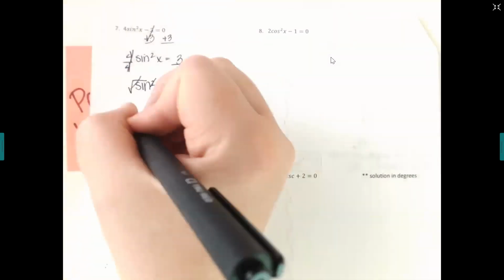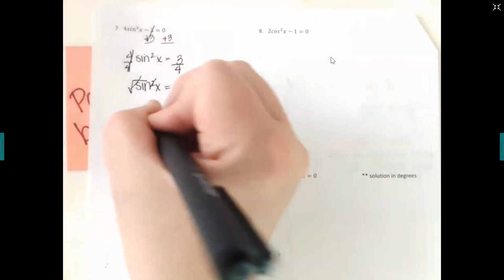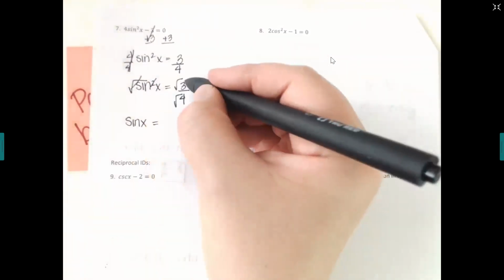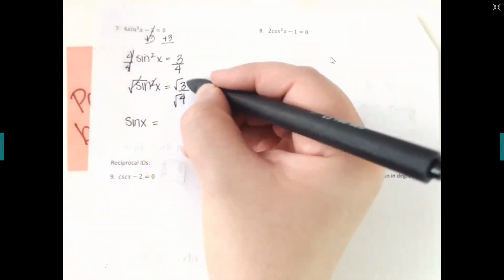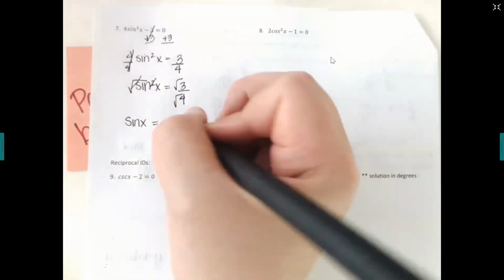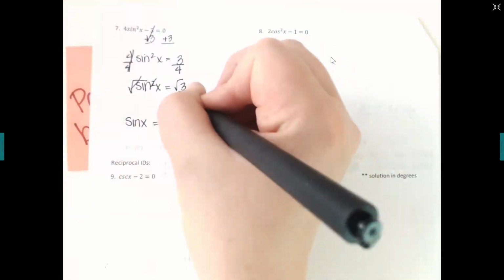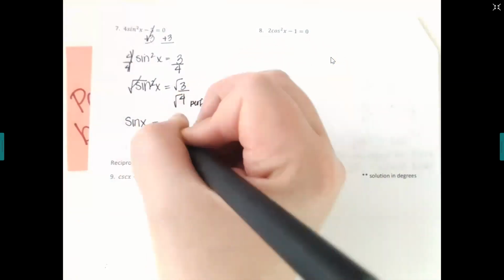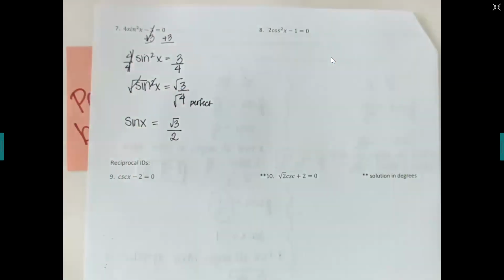So here's what I have. This is now a regular sine x equal to square root of 3 over square root of 4. Will the square root of 3 go or no? No, so keep it. But the square root of 4 will. What's the square root of 4? This one's perfect. The square root of 4 is 2. What am I missing? Plus or minus. Very good.